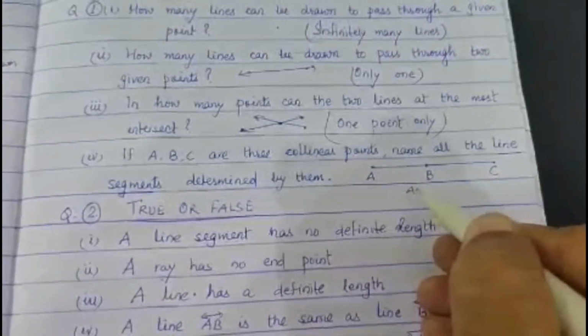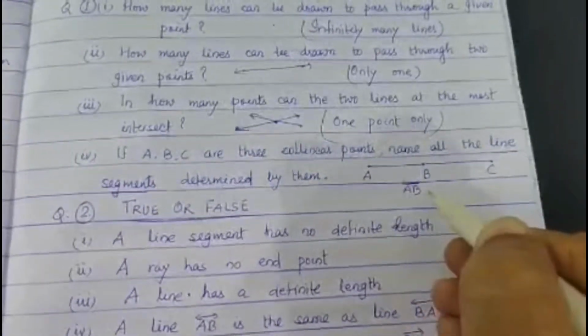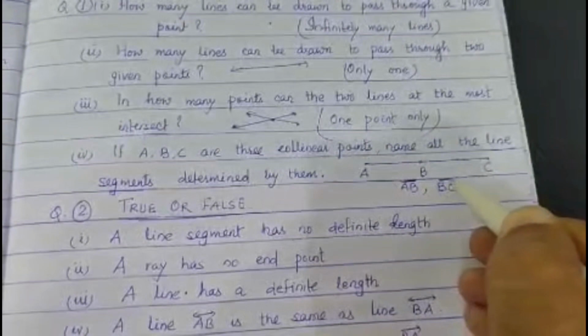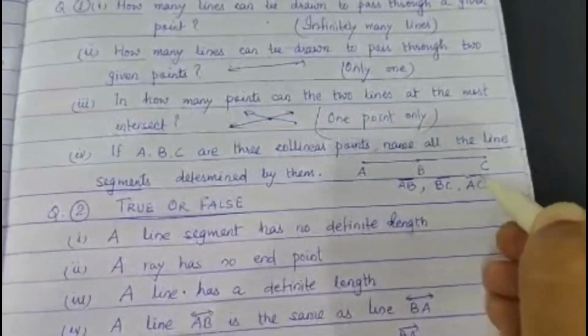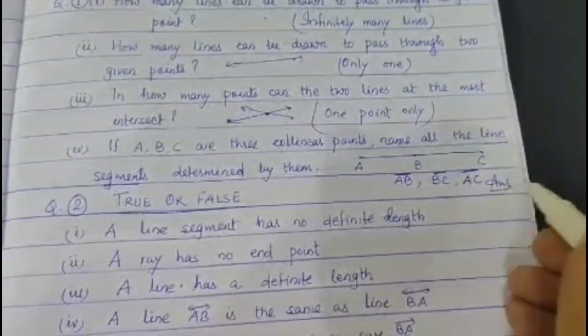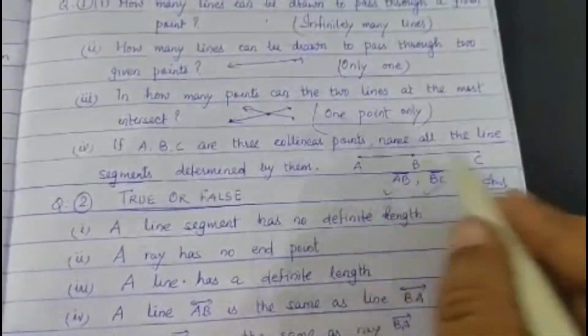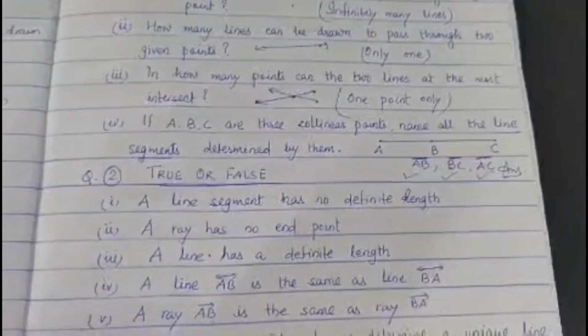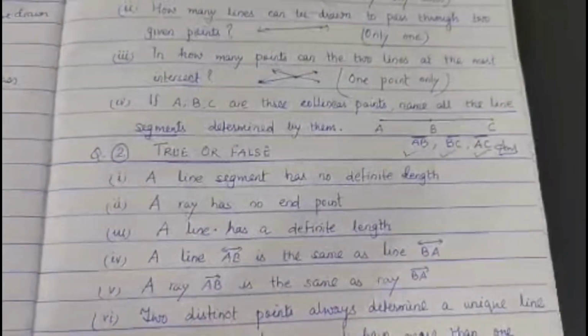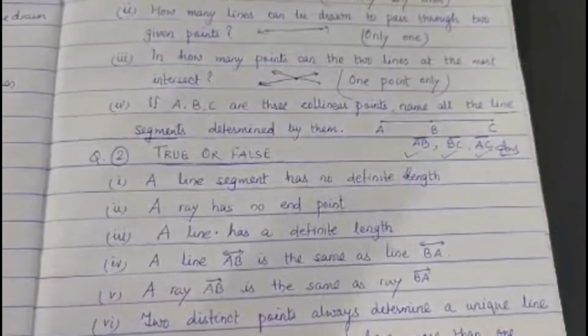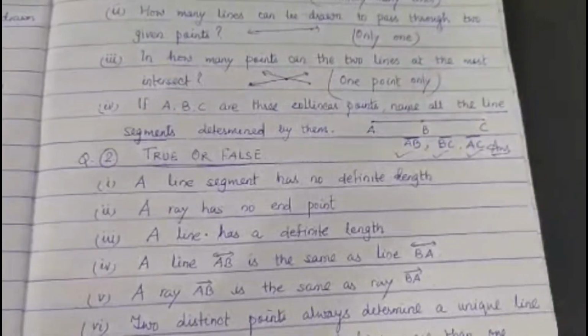So first one will be line segment AB, second one will be BC, and third one will be AC. So this will be our answer. First line segment AB, second line segment BC, and third one is AC. I hope this is clear. Alright, AB, BC and AC. These are the line segments.